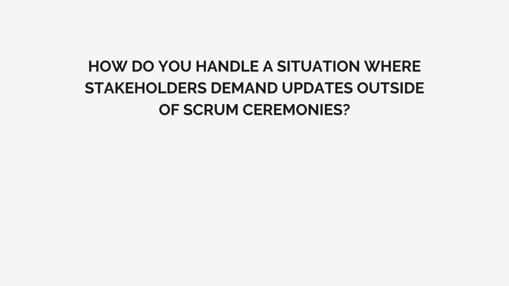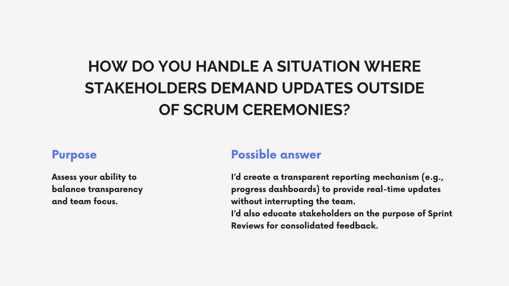Next up, how do you handle a situation where stakeholders demand updates outside of Scrum ceremonies? The interviewer wants to assess your ability to balance transparency and team focus. And the possible answer to this question is that you would create a transparent reporting mechanism, for example, a progress dashboard, to provide real-time updates without interrupting the team. You would also educate stakeholders on the purpose of sprint reviews for consolidated feedback.